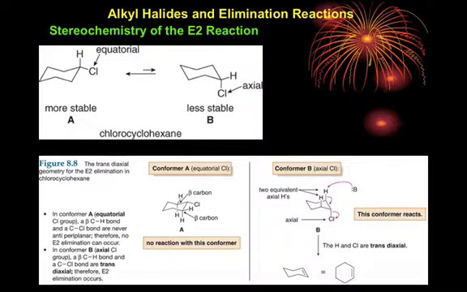But if we ring flip it to the less stable B, where we have the chlorine in the axial position, now what do we see? This carbon-hydrogen bond, these electrons are anti-periplanar to the leaving group, so it can react. Okay? So using Le Chatelier's principle, how can I convert all of chlorocyclohexane into cyclohexene by E2 elimination? How does that happen? If it's only this that reacts, how can I get every bit of my chlorocyclohexane to become cyclohexene?